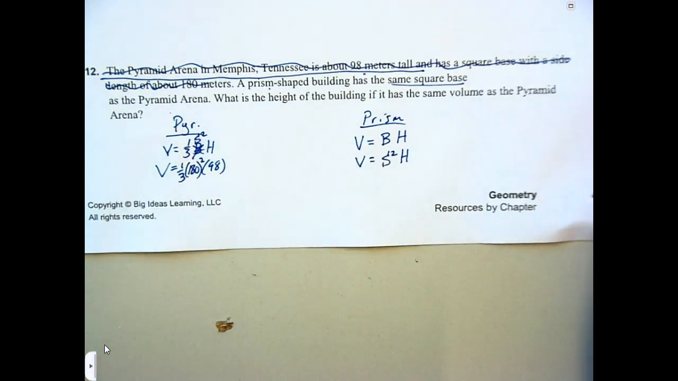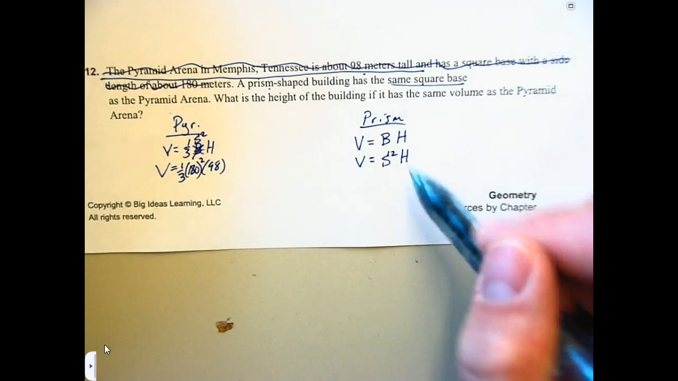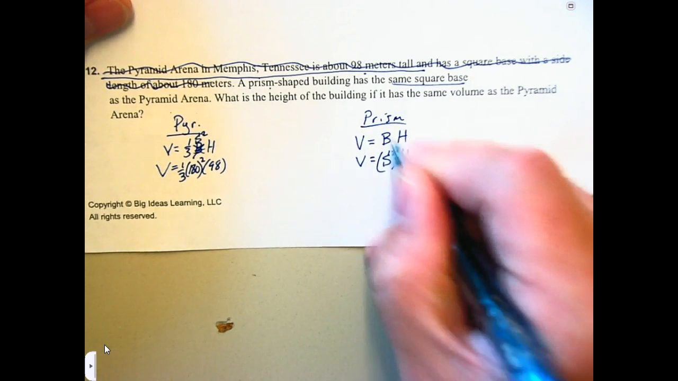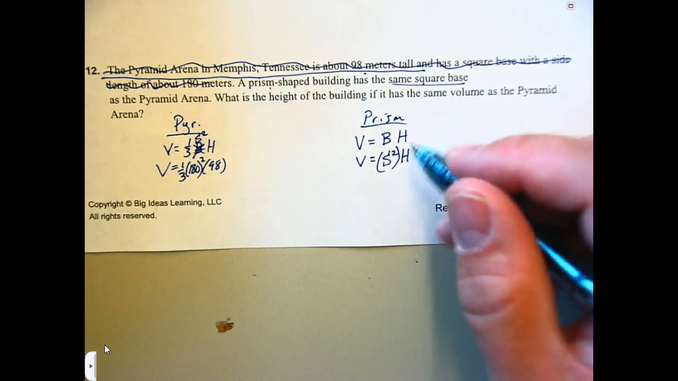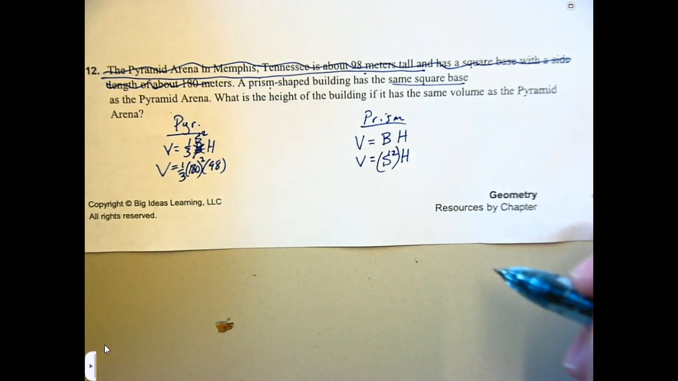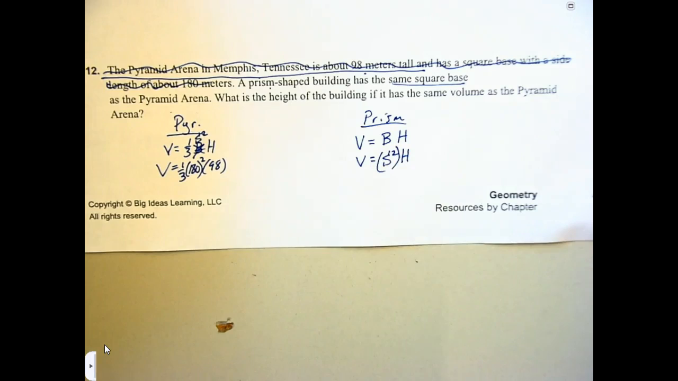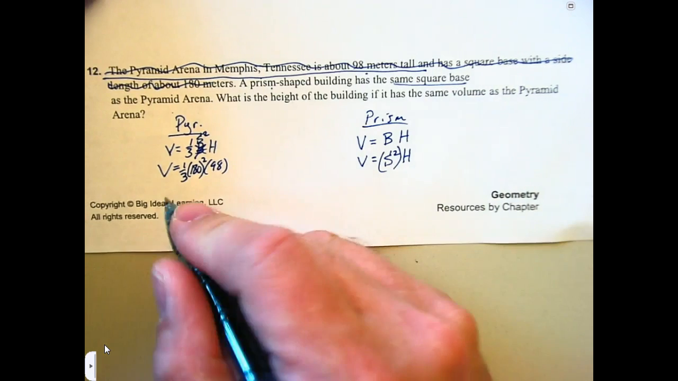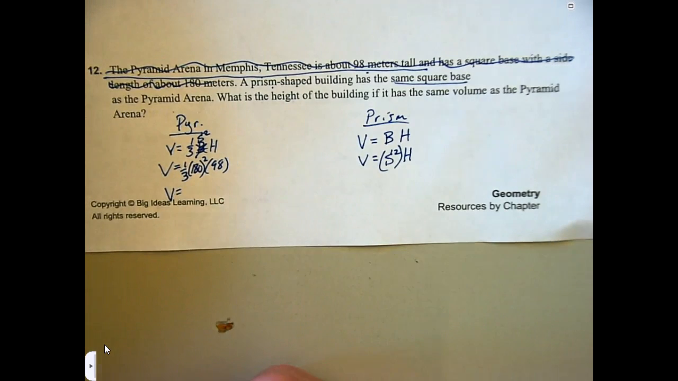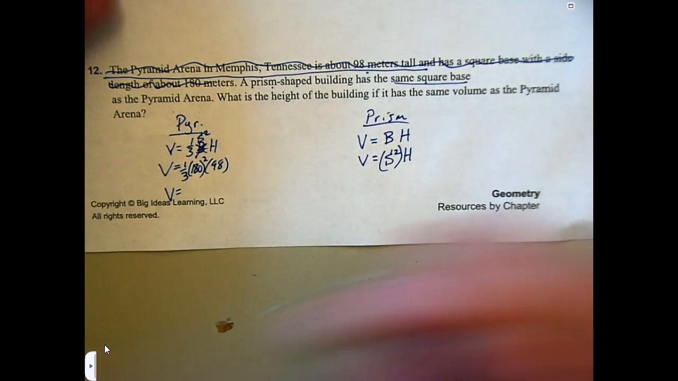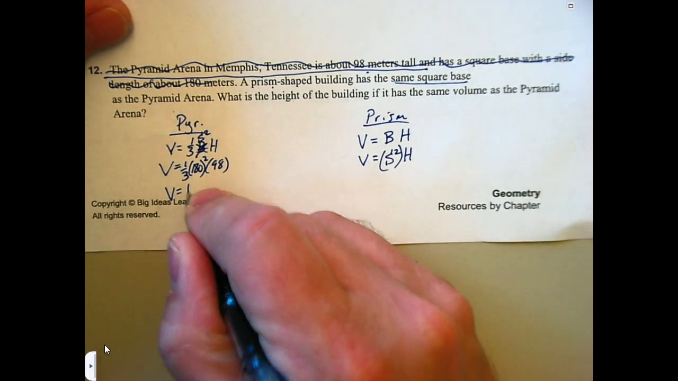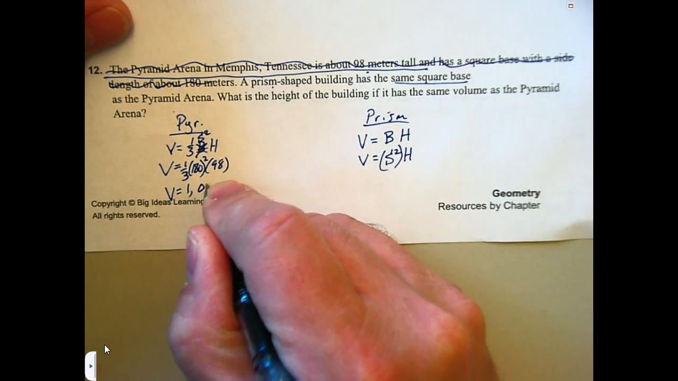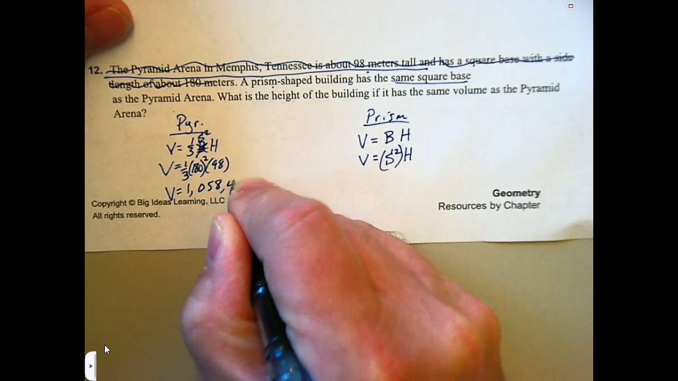Why are there 2 different equations for the pyramid? For two different here? This, I've substituted that in for B. The area of the base is S squared for the prism. Yeah, that's why those are two different. Okay? Good, I should have put the parentheses there to show substitution. Anyway, the volume here, anyone have that number? Yeah, go ahead, Henry. 1,058,400. Okay.